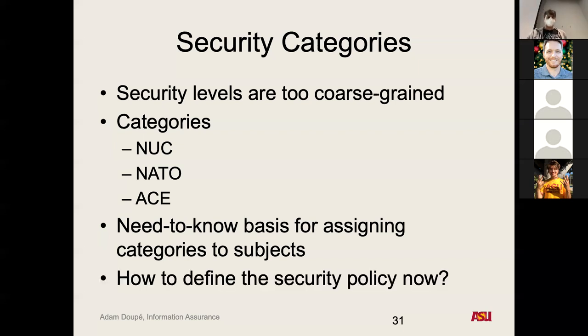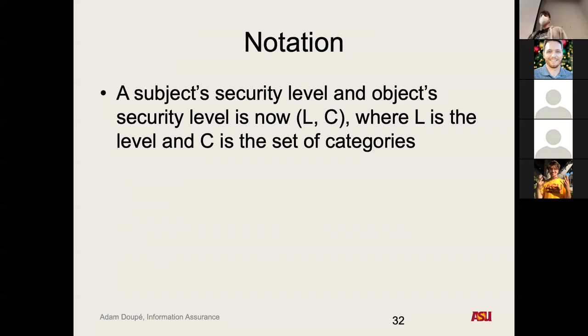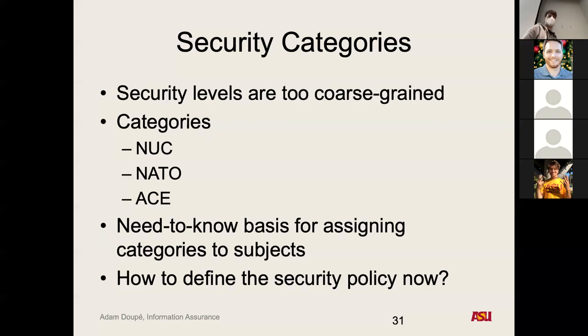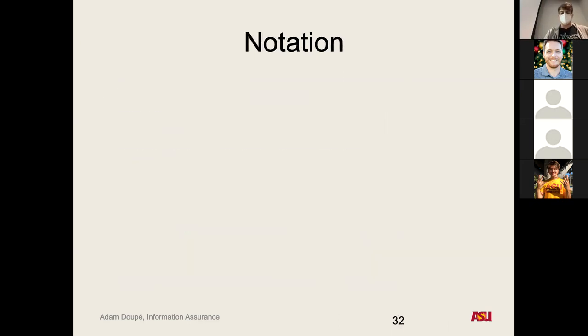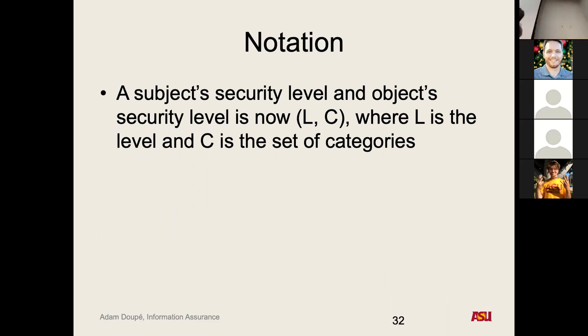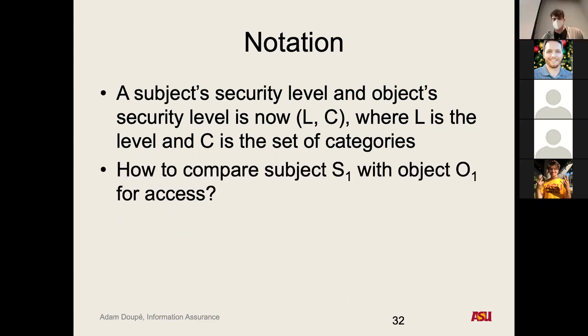So now we will upgrade. Rather than just having a level, the idea here is that every subject and every object will have both a level and a set of categories. And again, sets can be empty, with nothing in them, or we can have all elements in the set. So this raises the question: now that every subject and every object has both a level and a category set, how do we compare subject S1 with object O1?